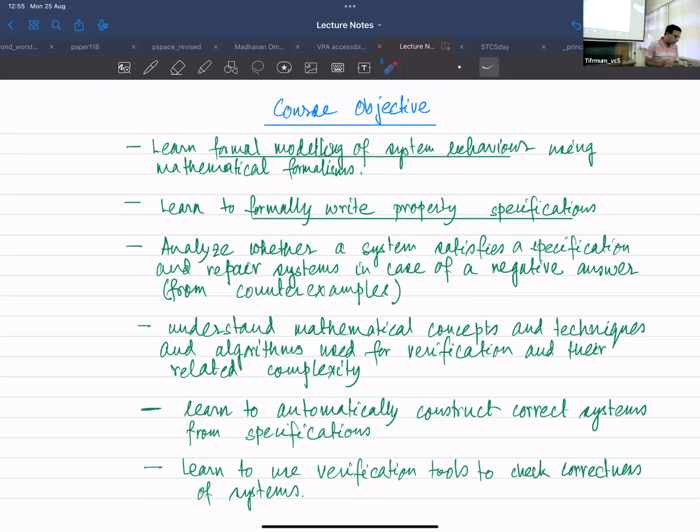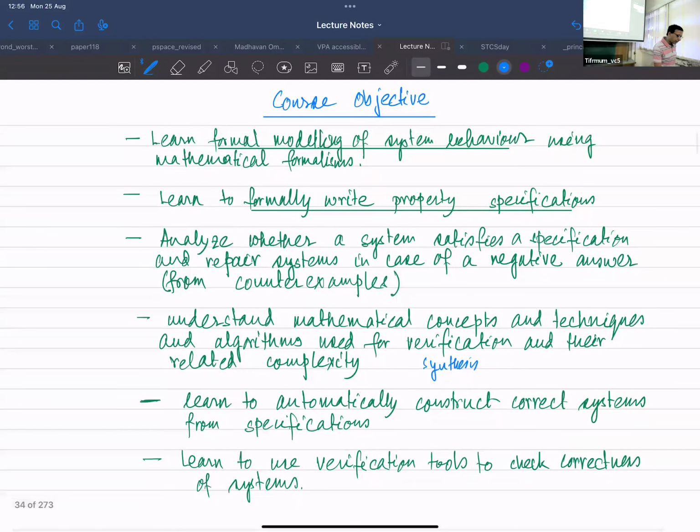And all these algorithms, these are the main things we'll be looking at: the mathematical concepts underpinning the algorithms, the different techniques for verification and their complexity, right? The related complexity of these problems. And when I say verification, I also mean synthesis, right? Which are like these games. And then what are the policies, how much memory you require for these policies and things like that.